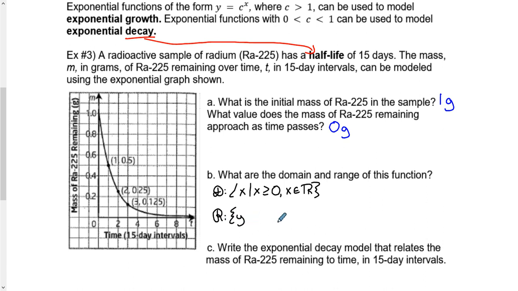For our range, we have to talk about what is the lowest value that our range is going to get. Well, it's going to get dangerously close to 0, but it's never going to actually equal 0. So 0 is less than y, less than or equal to, and the highest value it's going to get is 1. Because we're not talking about a sample that infinitely replaces itself. And there's our range.